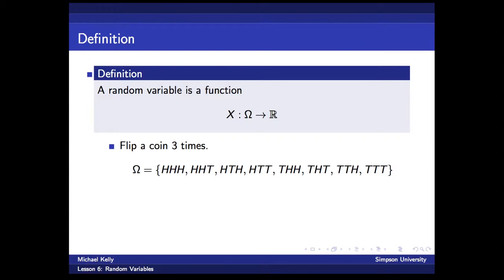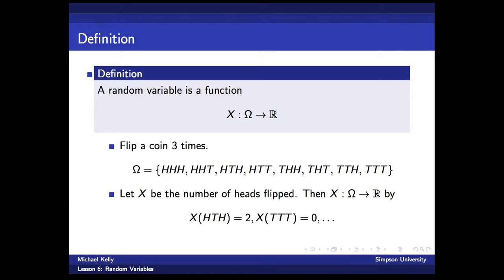For example, suppose we flip a coin 3 times, so the outcomes could be heads heads heads, or heads heads tails, or heads tails heads, and so on. A random variable on omega might count the number of heads that we flipped. So if X goes from omega to R as the number of heads flipped, then X of HTH equals 2 because it has 2 heads. X of TTT would be 0 because there were 0 heads. So a random variable takes in the sample points and gives you back a real number.